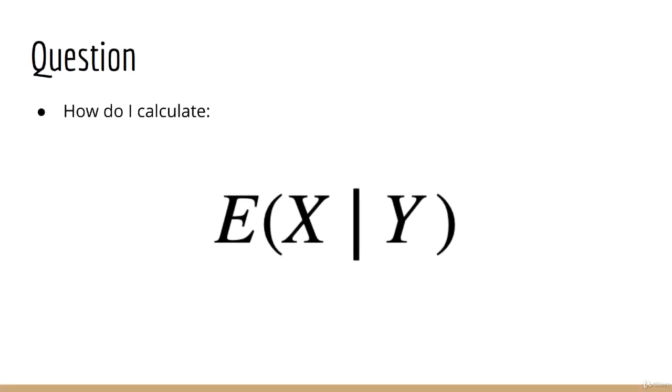The next question is another question about expected values. Here's a similar notation, but now we have this vertical bar again, with a y on the right side of the bar. The question is again, what does this mean and how do I calculate it?